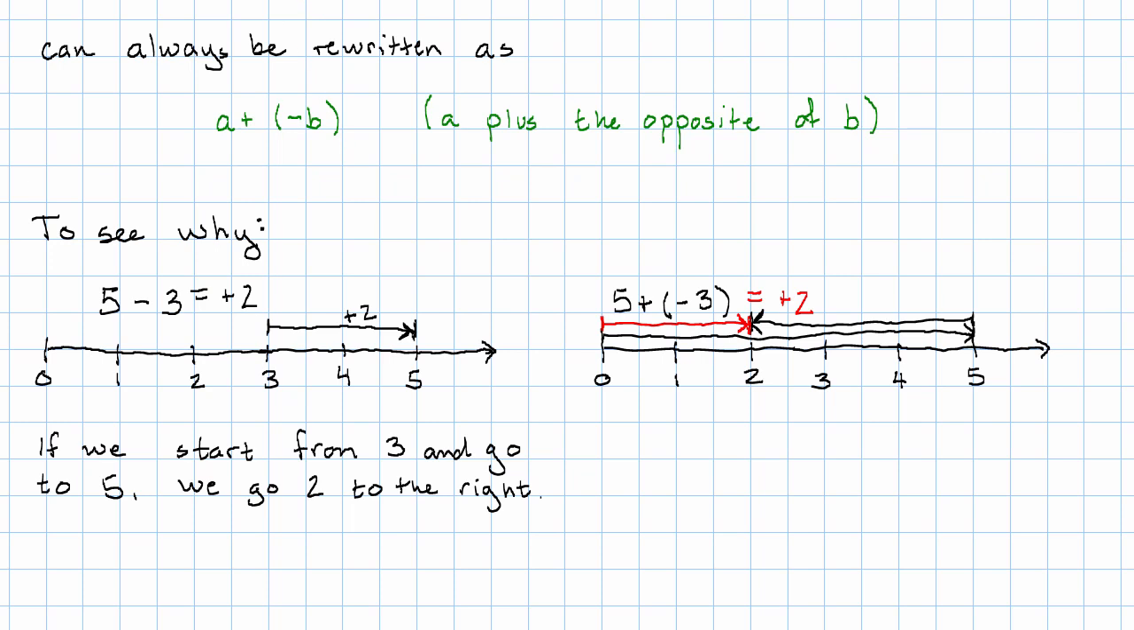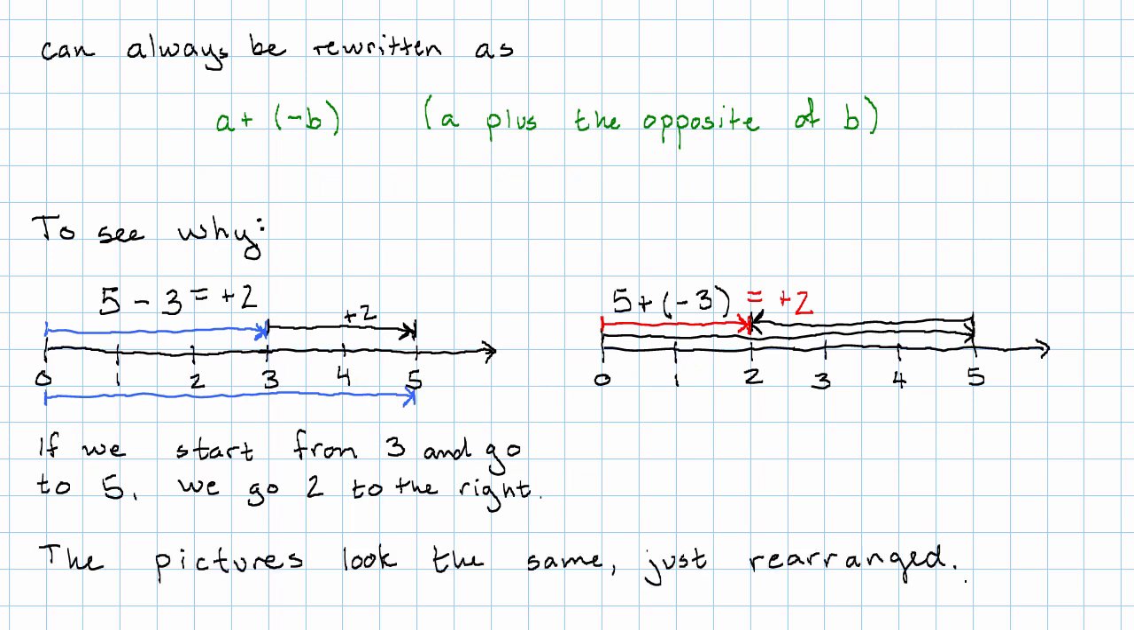Looking at the picture on the left, we can draw in 5 again. We can draw in 3 again, this time pointing to the right. We see that positive 2 is the difference. But notice, if you look at these two pictures, the pictures look the same.